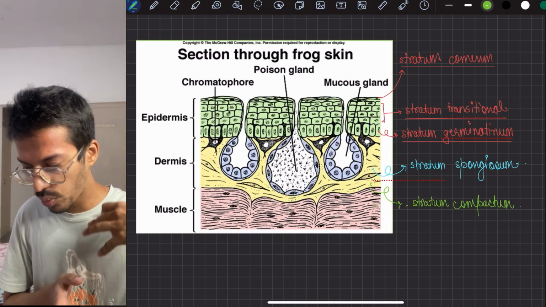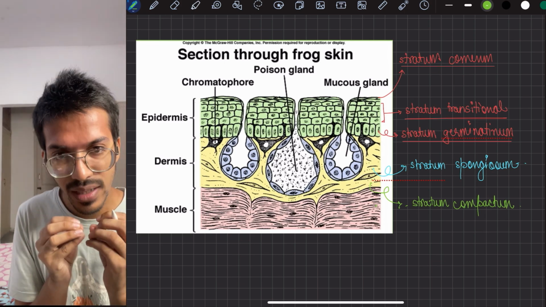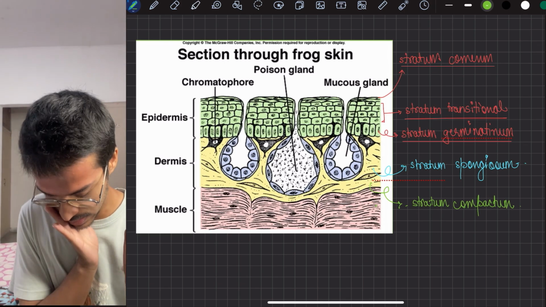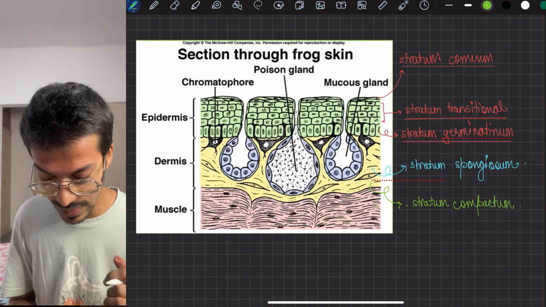Okay, so spongiosum has what? It has all the glands present, but compactum has what? The dense connective tissue, horizontal fibers would be present, and the last one would be the muscles one. So these are the three layers of it.